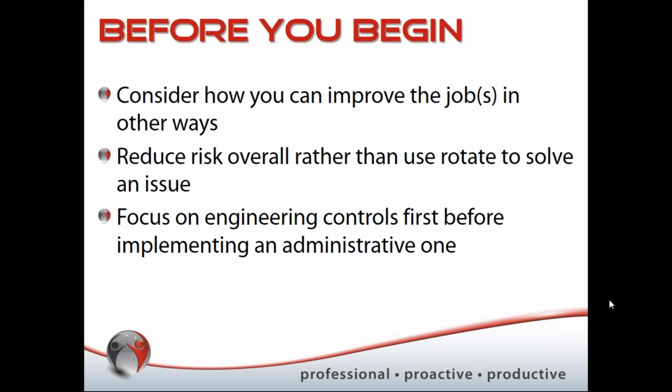But you want to focus on how you can reduce the risk in these high-risk jobs in order to effectively reduce risk overall and make for a better rotation. Because now you have maybe one more job that has a moderate risk at your shoulder level rather than high, which you can use as a good rotation option. So reduce overall risk first rather than use rotation to solve the issue. Focus on those engineering controls, right? Job rotation can be great, but it does have some specific drawbacks. So focus on those engineering controls first, and then move on to your administrative controls like rotation.